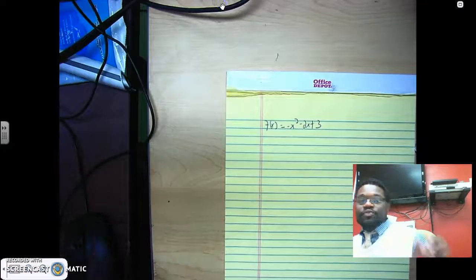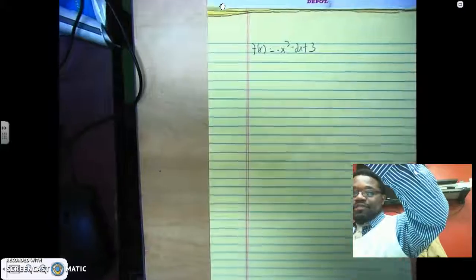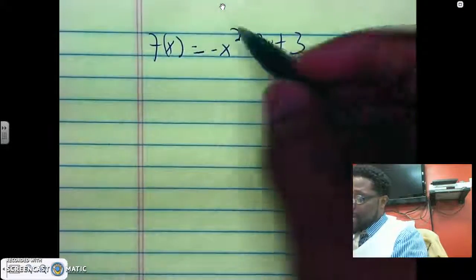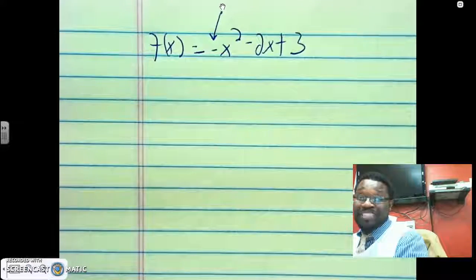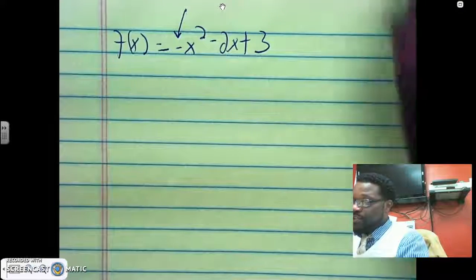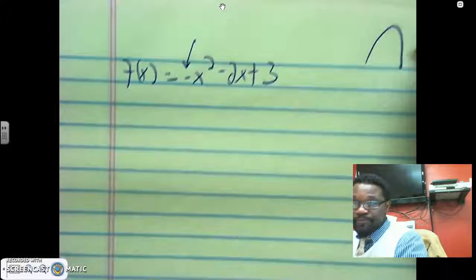Alright, let's just work some problems. Let's graph this. Notice, guys, that right there tells me that this is going to open down. However it looks, I know it's going to open down. It's going to look like a frowny face, you know, something like that.